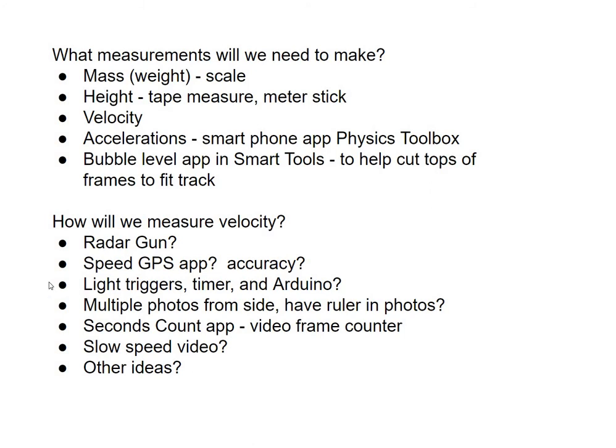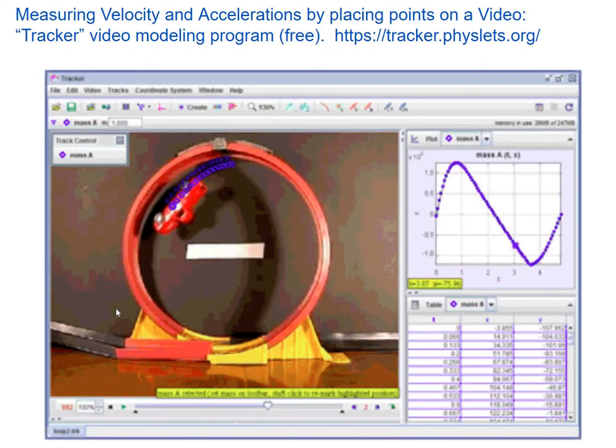And you take the distance divided by the time, and that would be the average velocity over that 1 meter distance. Now, this is interesting. You can take photos from the side, and you can have rulers in the photos. And there's an app called Seconds Count, and I really like that because I'll show you a little bit more about it in a minute. You could do slow speed video and count the frames, or come up with another idea for determining what the speed is in different places.